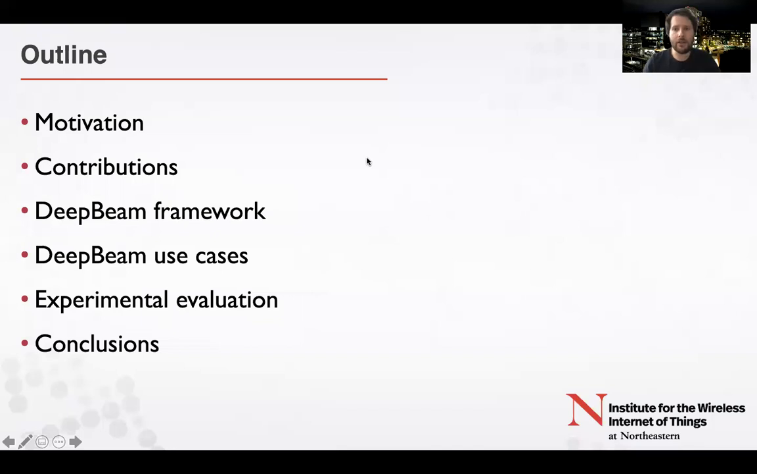So this is the outline for today. First, I will describe the motivations for the paper, the context in which DeepBeam was developed, and the main contributions of this paper. Then I'll spend a few words on the framework and on a use case in which DeepBeam can be relevant and provide a performance gain. I'll go through the experimental evaluation that we did for DeepBeam, and I'll draw my conclusions.